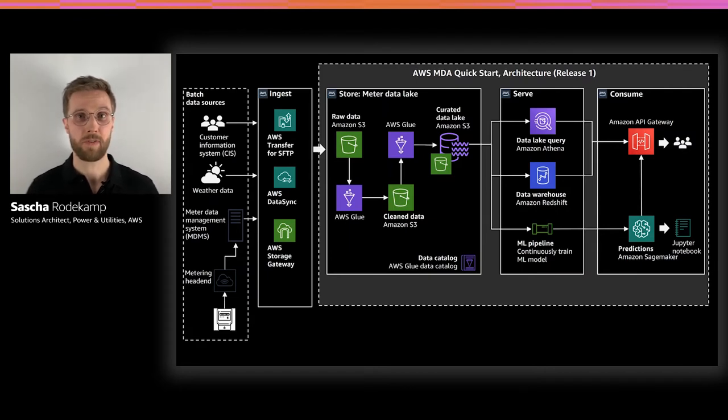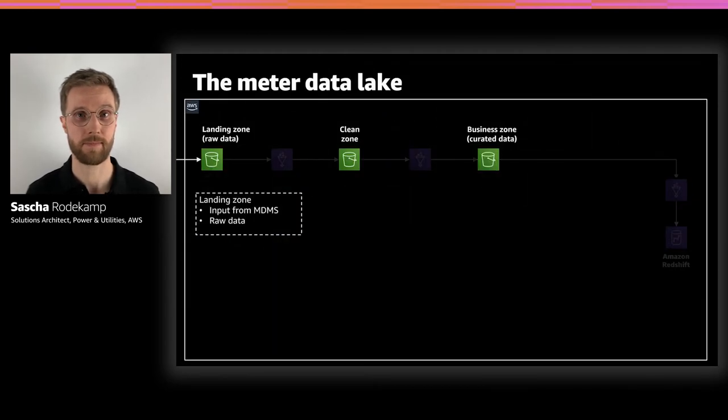So from this overview, I want to dive with you into the different aspects of our architecture, and we start with a detailed look at our data lake. As I've already said, the data lake consists of several S3 buckets. We have a landing zone, a clean zone, and a business zone. The landing zone is the entry point of the data lake, so the MDM sends their raw data, their raw meter reads, to this landing zone. The landing zone contains this raw data, and the data remains untouched.